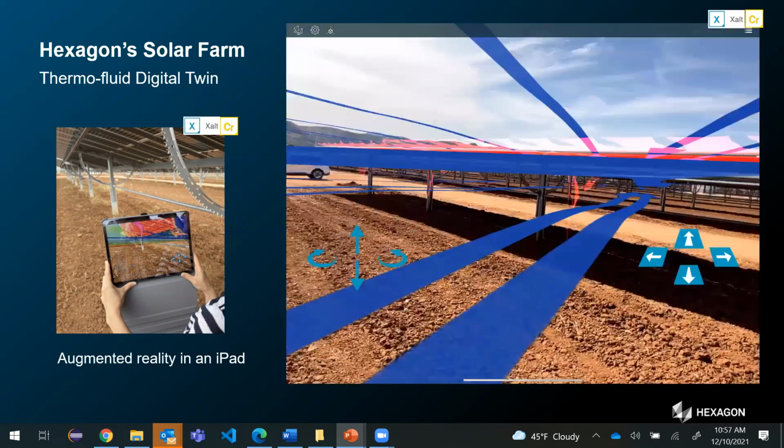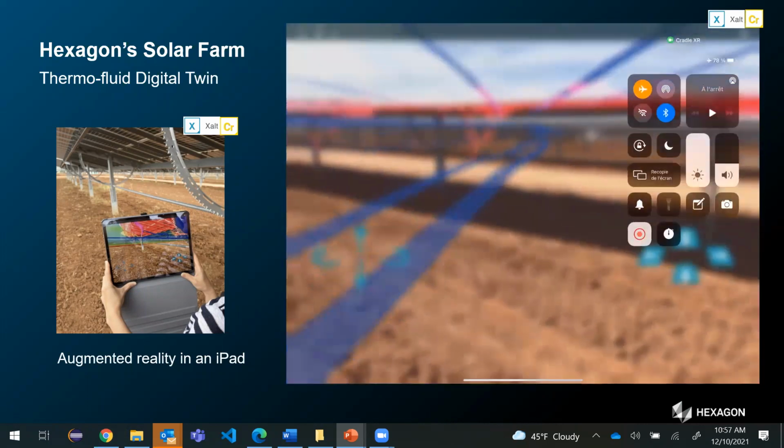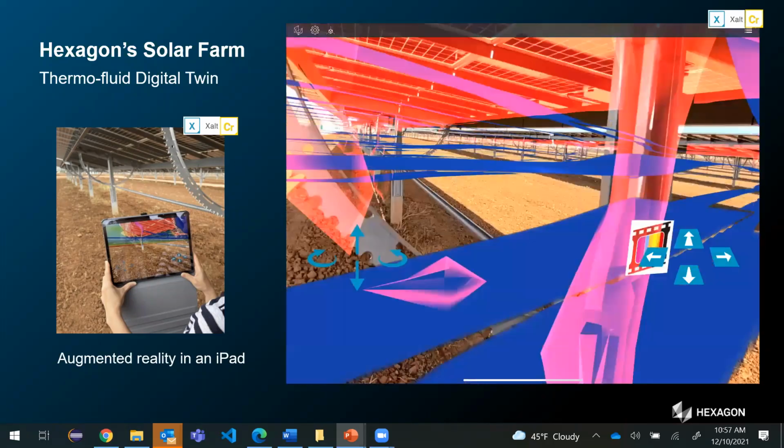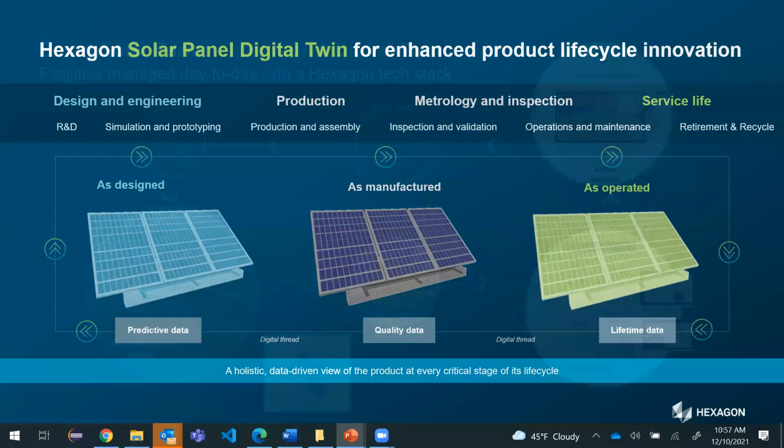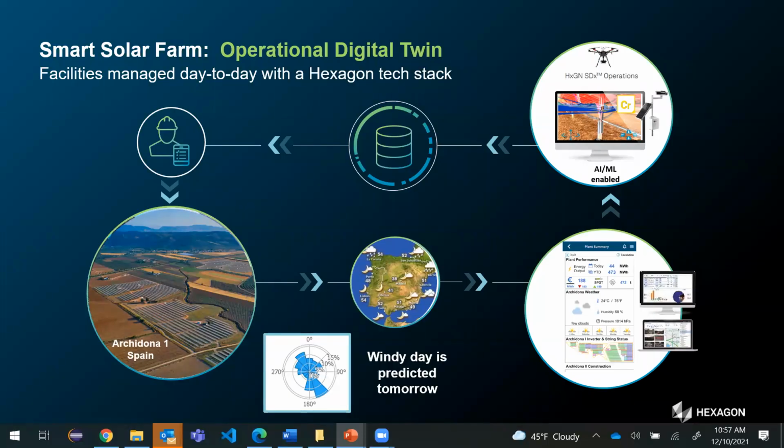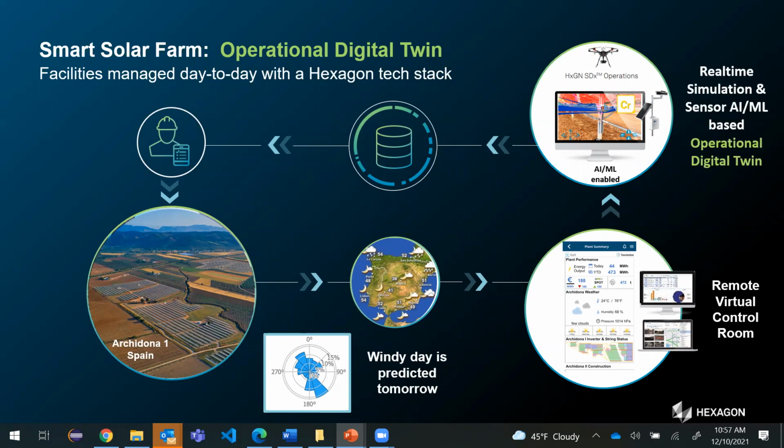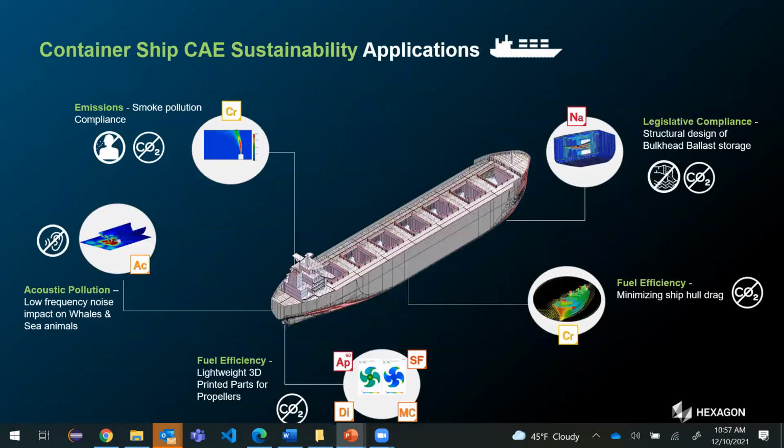It's kind of fun, so I wanted to finish with a nice animation background. Yeah, just one more thing here. Typical scenario: a windy day is predicted tomorrow, remote control room, everything is visual. You can look at it from another part of the world and operate the farm. Using your operational digital twin, you can understand exactly what's going on in the farm, and then make decisions on what to do to fix the problem.